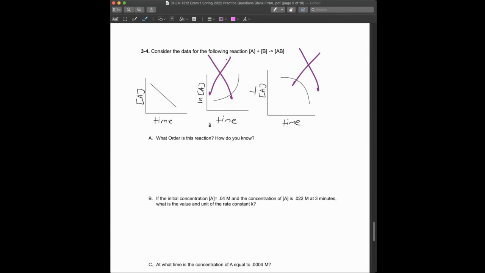So usually for this kind of graph, does anyone remember what a ln A over time graph gives usually? Does anyone remember from the review sheet? First order, yeah. So if it's first order, what kind of slope does it have?